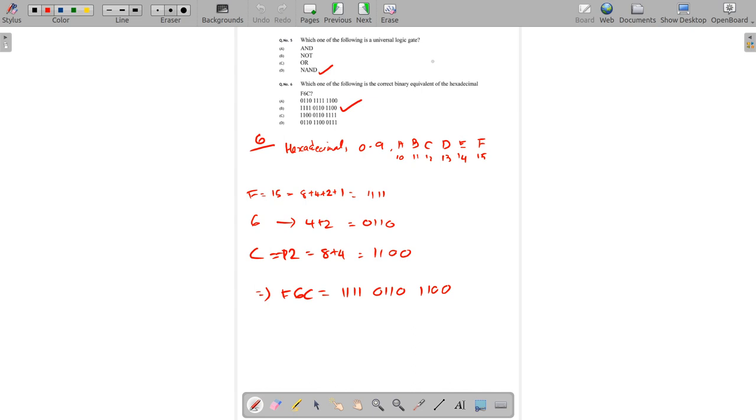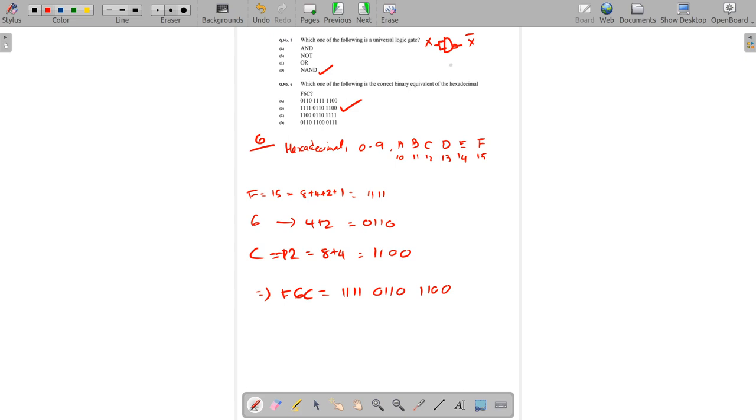Which one of the following is a universal logic gate? It's a very easy question. NAND gate is a universal logic gate. So you can make a NOT gate with the NAND gate: if this is X, the output will be X bar. So you can produce the NOT operation.